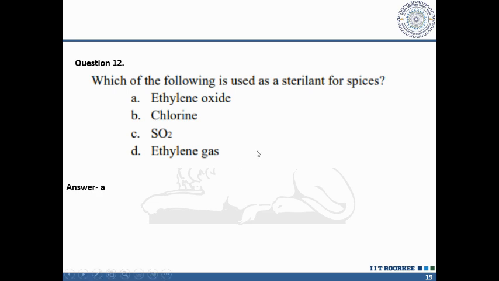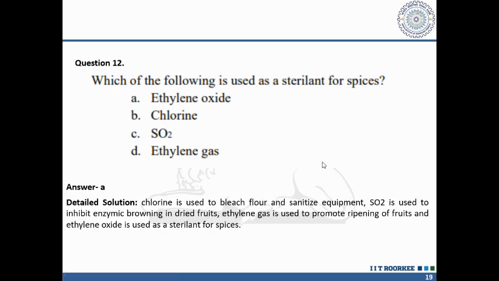Option A, that is ethylene oxide, is used as a sterilant. Chlorine is used to bleach floors and sanitize equipment. Sulfur dioxide is used to inhibit enzymic browning in dried food. Ethylene gas promotes ripening of fruits, and ethylene oxide is used as the sterilant for spices. So option A is the correct option.